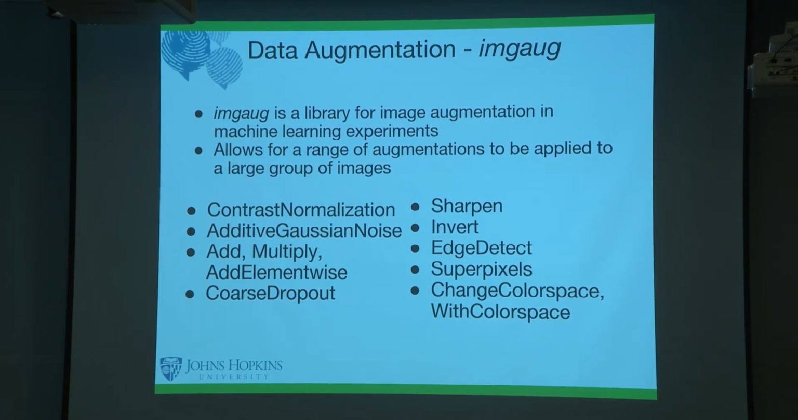To make images that focus more on the noise and contrast problems in the EAST model, I used this open source package called ImageAug, which basically takes several thousand images and provides different augmentations to those, allowing a range of augmentations to be applied to a large group of images. So here are some of the different augmentations that I had on some of the images, and as I go through the slides, you'll be able to see how these augmentations affected the images. Some of the augmentations that I used include sharpen, invert, change color space, etc.